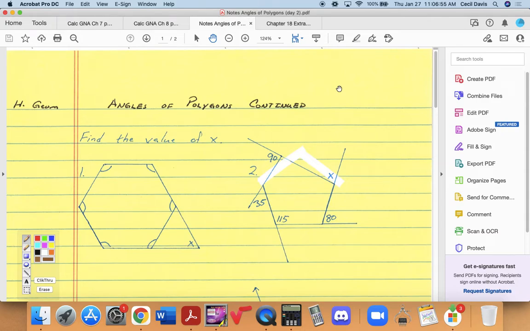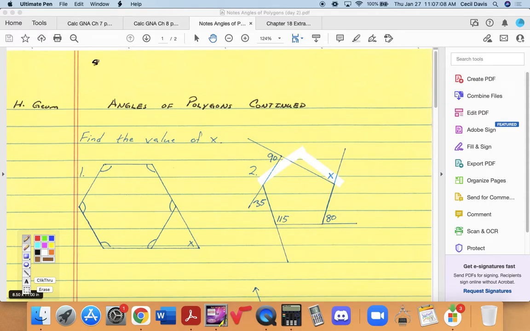So, picking up again on angles of polygons. We started this, seems like forever ago, but it was just a week ago that we started talking about angles of polygons. So, anyone remember the formula, we might as well review, for the sum of the angles of a polygon? Yes? n minus 2 in parentheses times 180. Nice. So the sum of the angles is n minus 2 times 180.